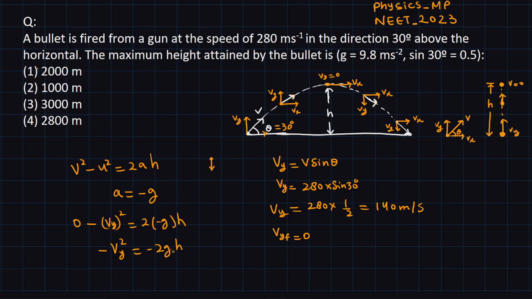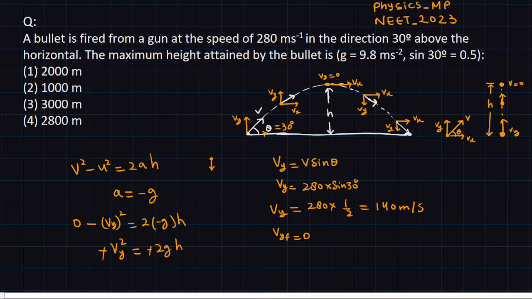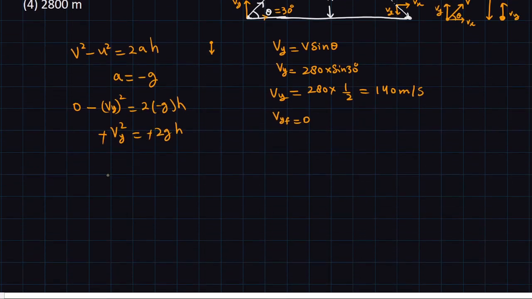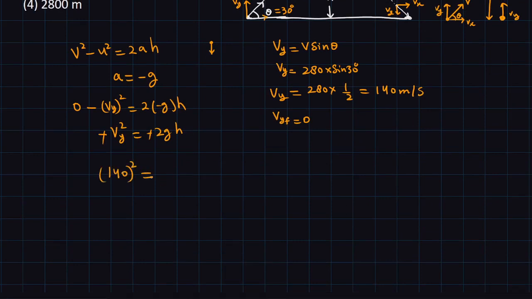The value of g is given in the question as 9.8, so the minus signs will cancel, and we know the value of Vy is 140 meters per second. So it will be 140 square equals 2 times 9.8 times h, so the maximum height h will be 140 square over 2 times 9.8, and when we calculate it, it comes out to be 1000 meters.